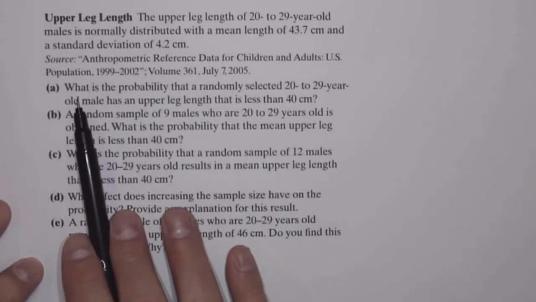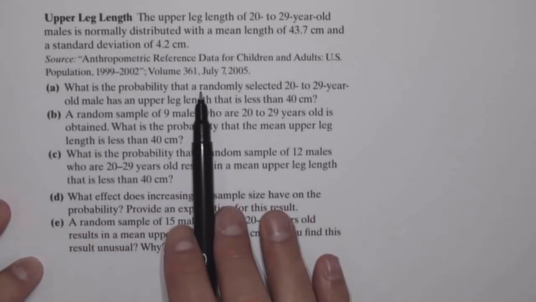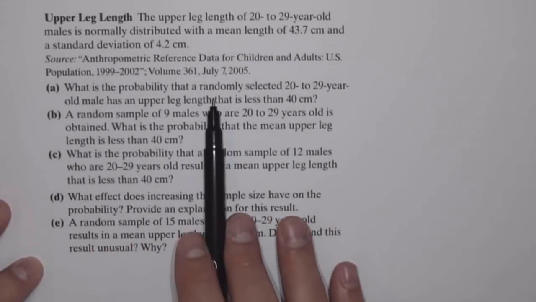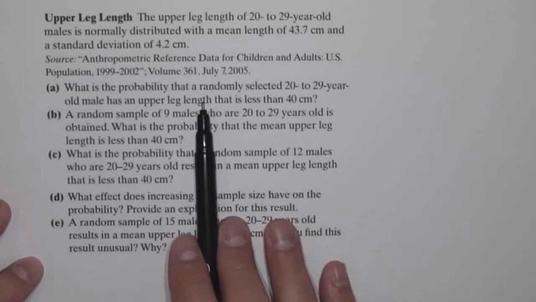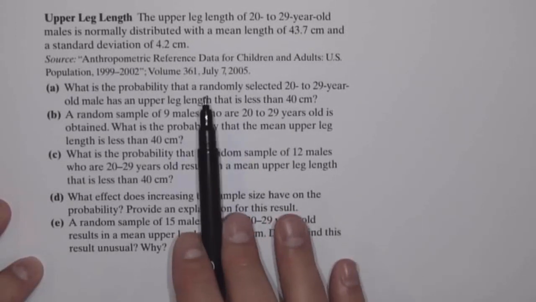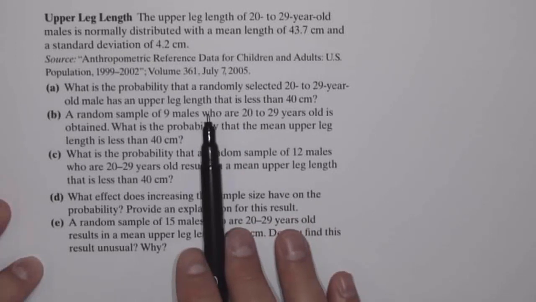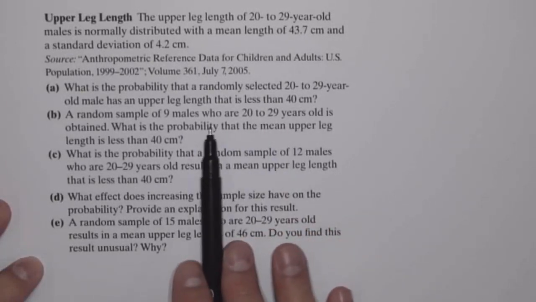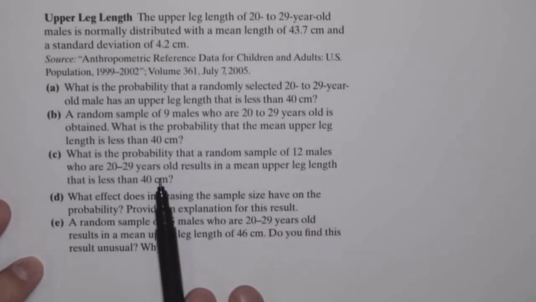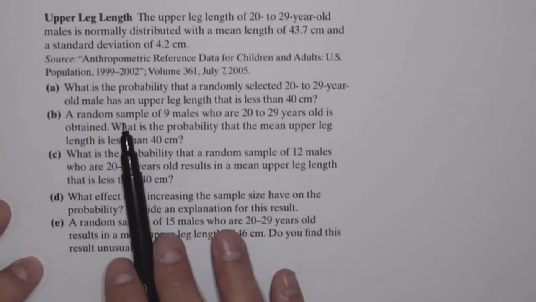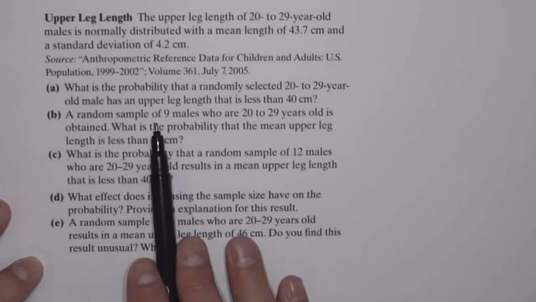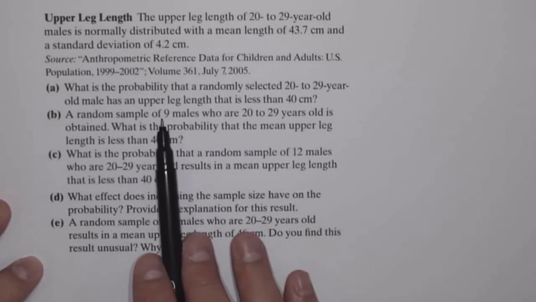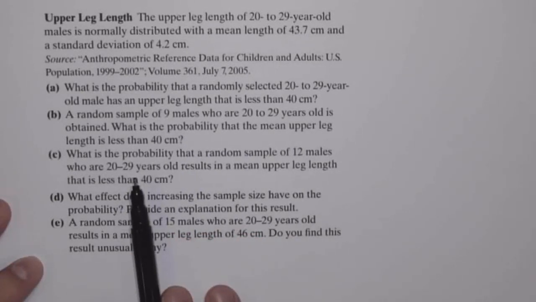In part A, we're asked what is the probability that a randomly selected 20 to 29-year-old has an upper leg length less than 40 centimeters. So we're picking one person. Well, how is that different from problems B and C? In problem B, we're not picking one person, we're picking 9. And the question is, what is the probability that the mean of the 9 will be less than 40 centimeters?